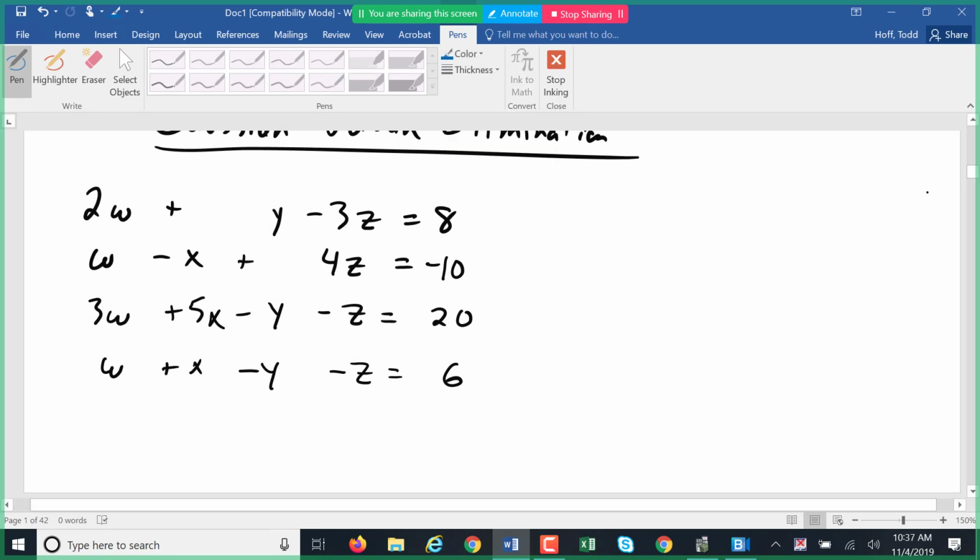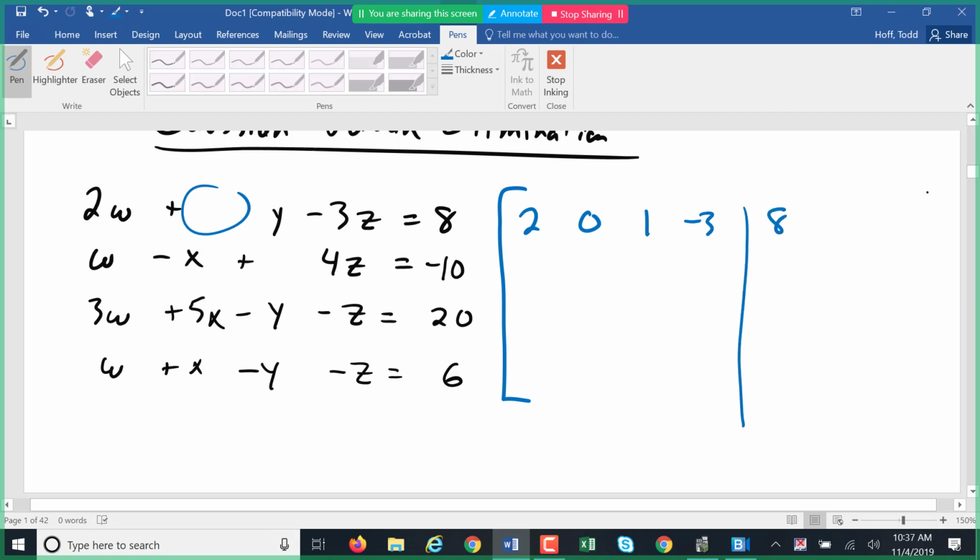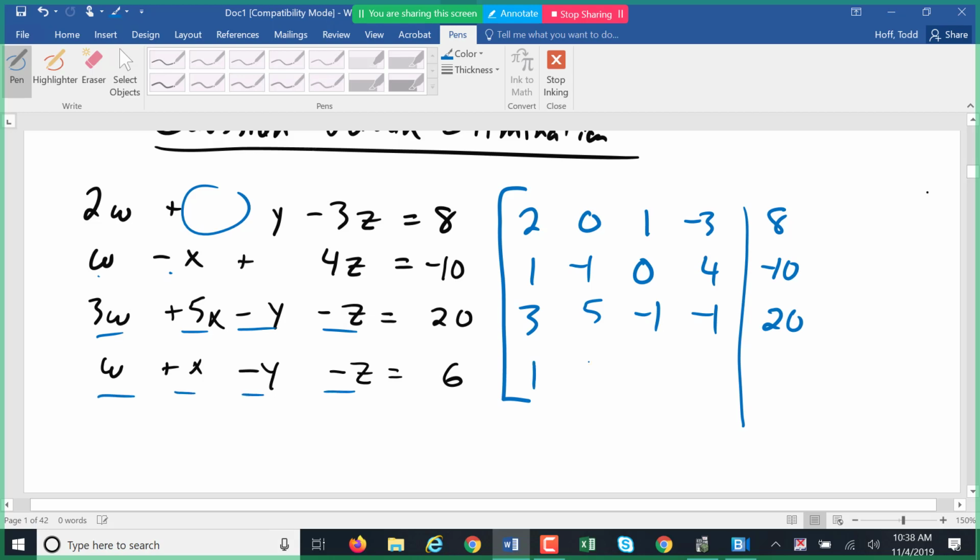So let's create our augmented matrix to represent this system. So the top row will be 2. There's no x here, so we have to put in a 0 there. It's a 1y, so just 1, negative 3, and 8. Got 1, negative 1. There's no y, so it's a 0, 4, and negative 10. 3, 5, negative 1, negative 1, and 20. 1, 1, negative 1, negative 1, and 6.